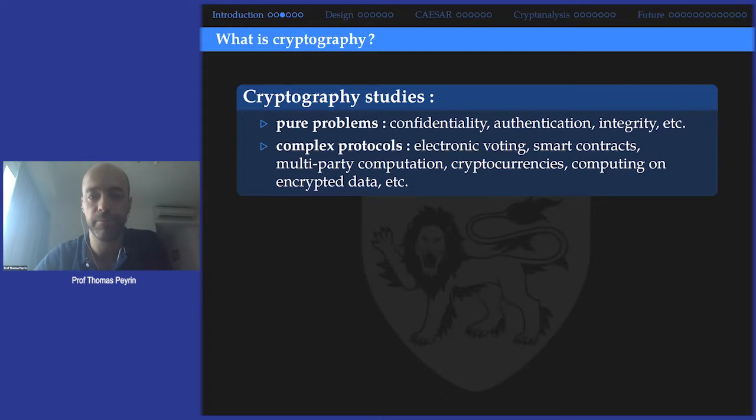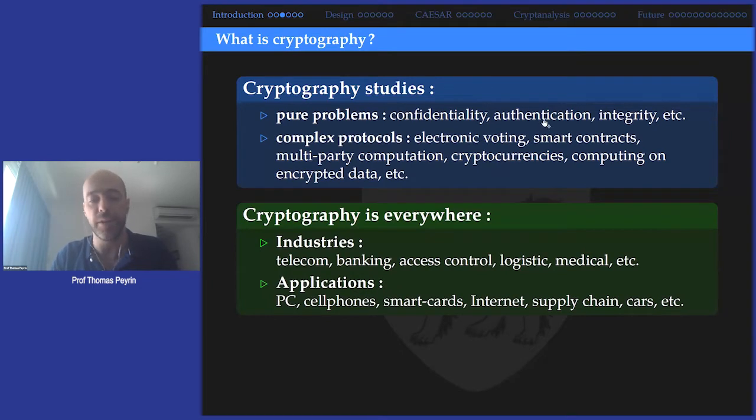Now, cryptography studies these pure problems, confidentiality, authentication, etc., but also much more complex problems, which involve many more different subparts, sub-protocols and security definitions, much higher-level protocols, such as electronic voting, for example, which is extremely complex. You can think of smart contracts, cryptocurrencies, which are quite hot at the moment. Or if I want to do some computation on encrypted data, something a lot of people are researching at the moment, which is much more complex. In this talk, I will mostly concentrate on confidentiality and authentication. That's the kind of crypto I personally study, so that's what we're going to talk about.